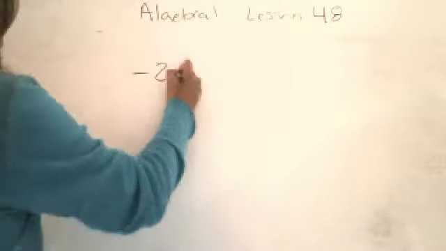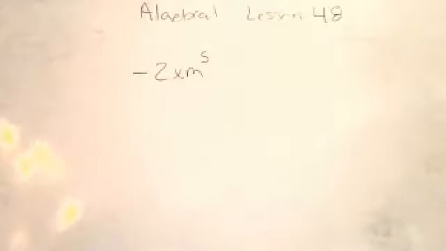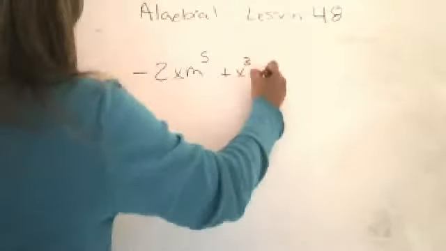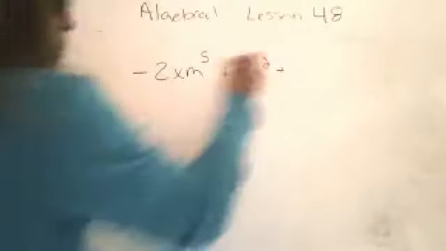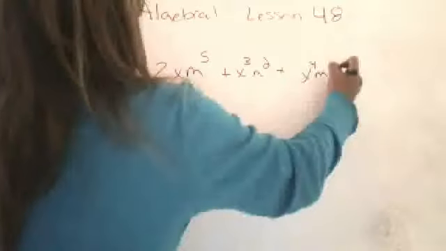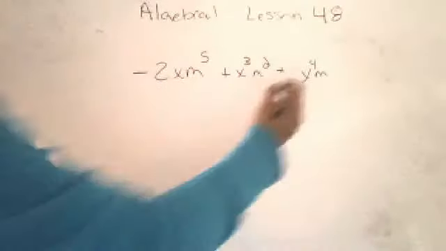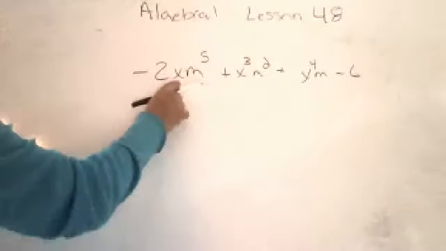And so that's all. It's simple as that. It's not complicated. Don't make it complicated. You're just looking at the power. So we have negative 2x to the 5th plus x cubed m squared, sorry, plus x to the 4th m minus 6. Okay, this one has a degree of what?